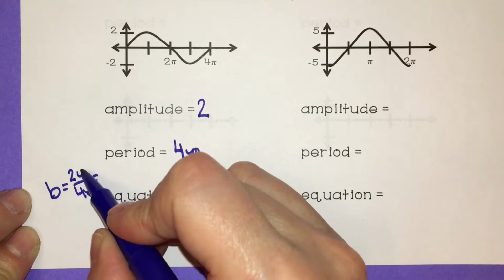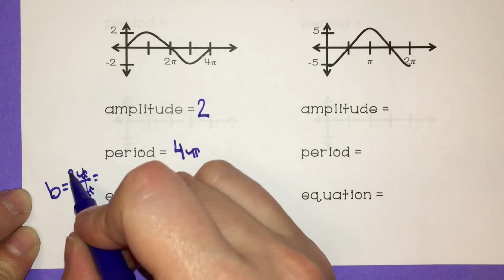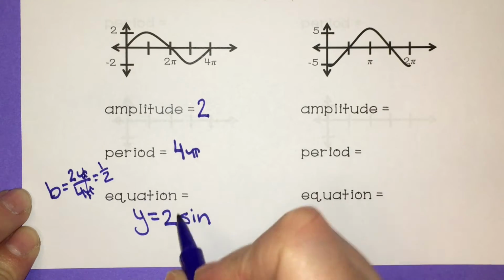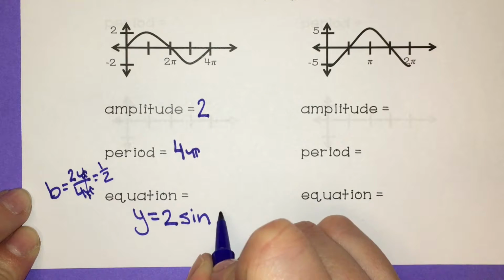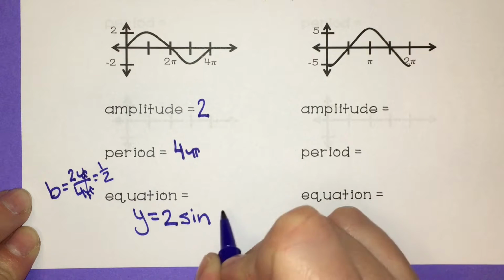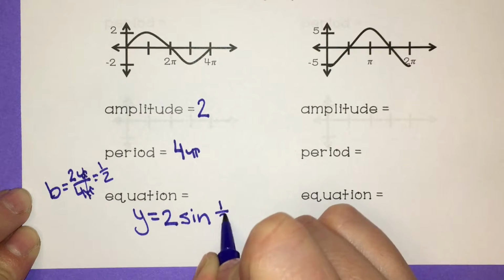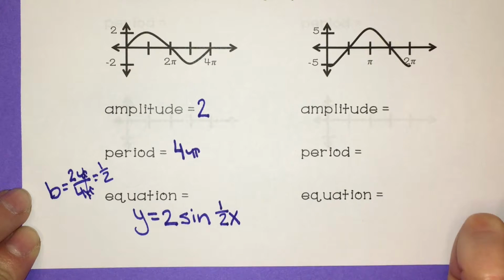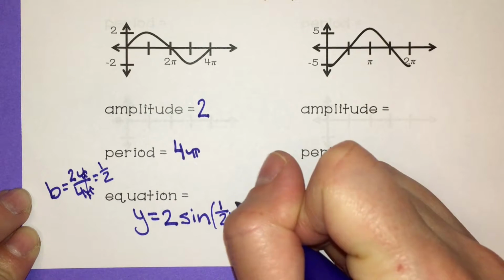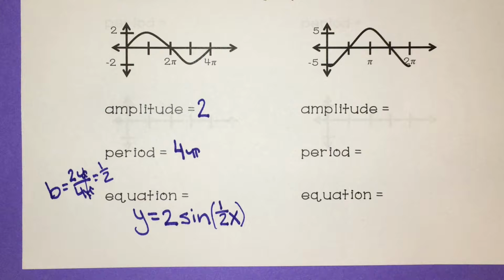Well, pi divided by pi is 1, and 2 over 4 reduces to 1/2. So I know that b is 1/2, so it's y equals 2 sine of 1/2 x. And if you want to put this part in parentheses, you can. You don't have to.